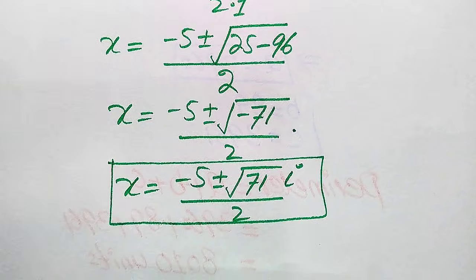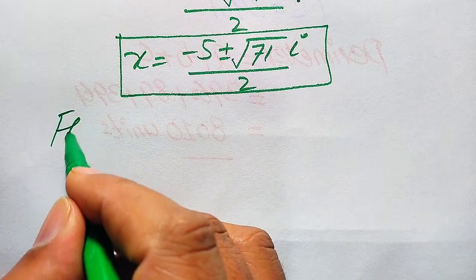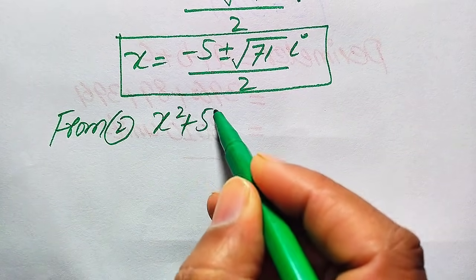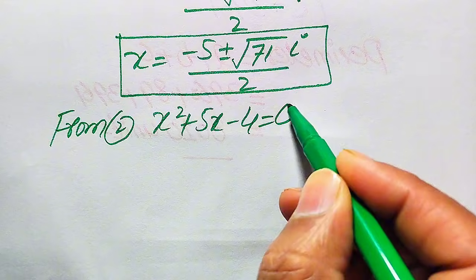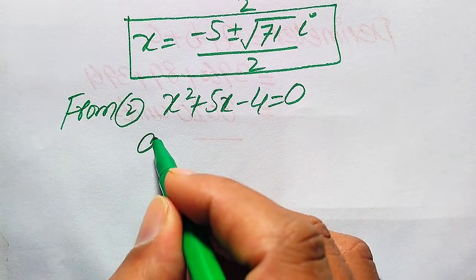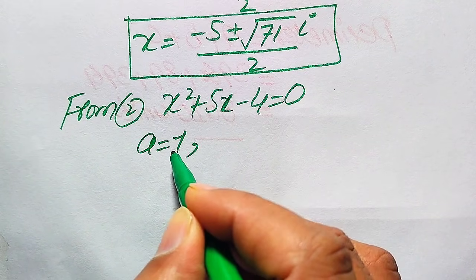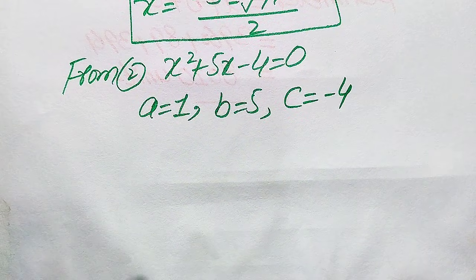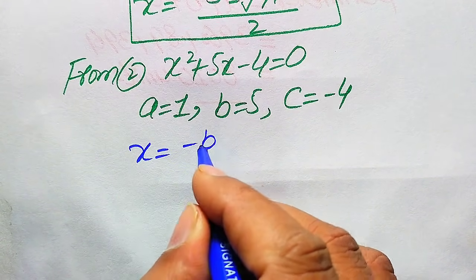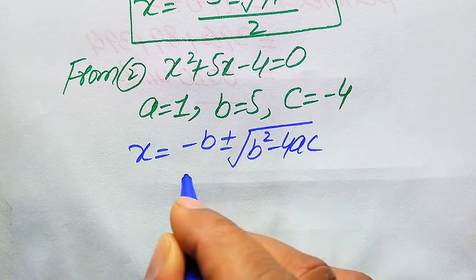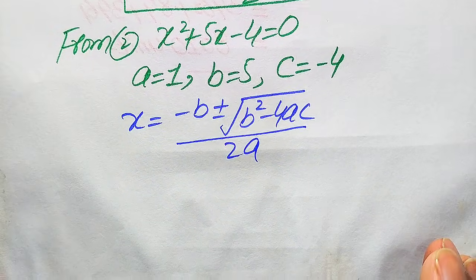And now here we need to move towards our equation number 2, and we copy down equation number 2 here, so that our equation number 2 is x squared plus 5x minus 4 equals 0. And here we again apply the quadratic formula, and first we write the coefficients of this equation. These are a equals 1, b equals 5, and c equals minus 4. And here we state the quadratic formula as x equals minus b plus minus square root of b square minus 4ac divided by 2a.